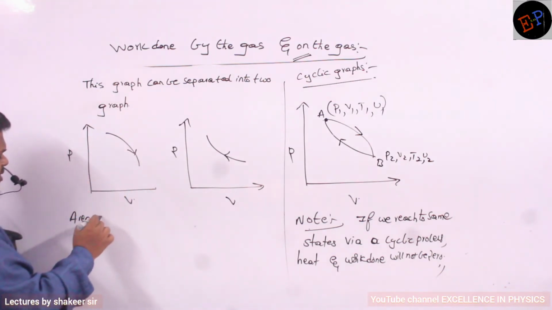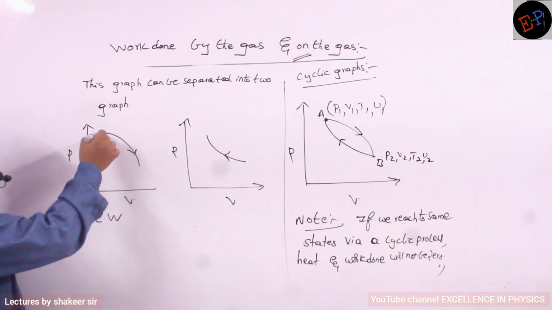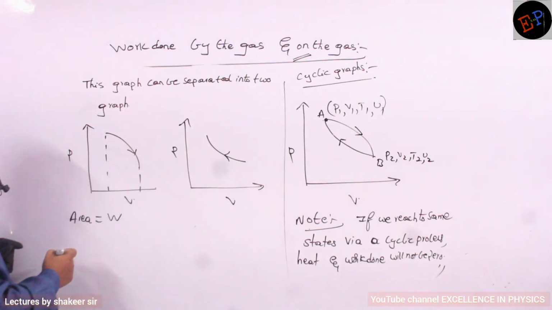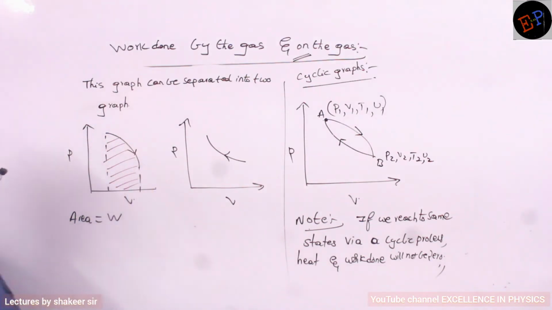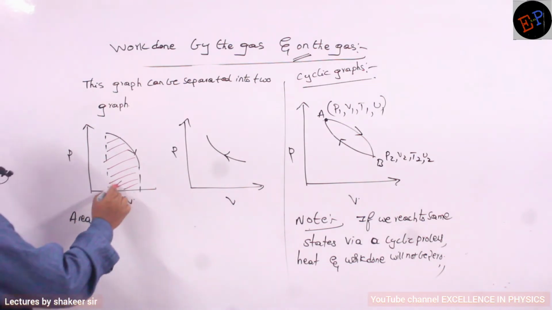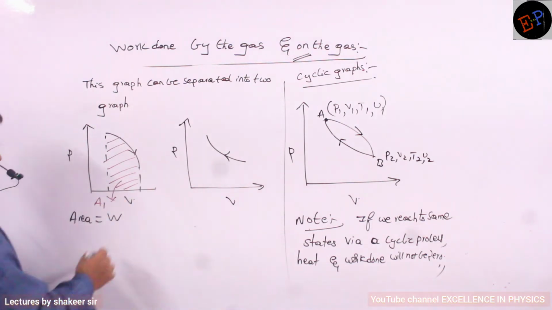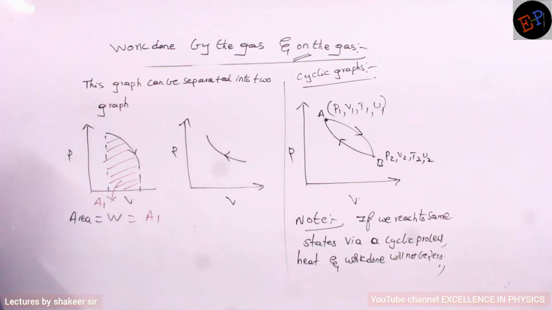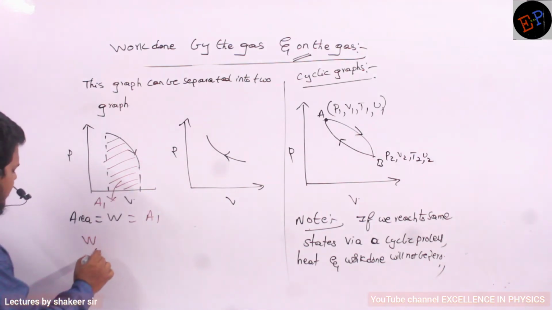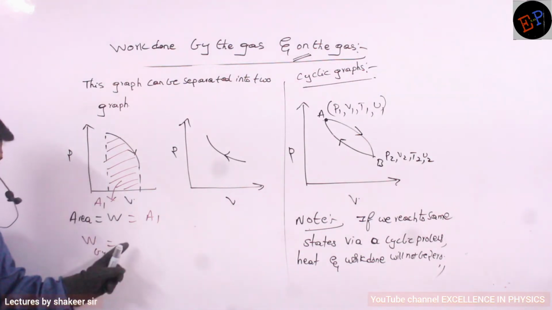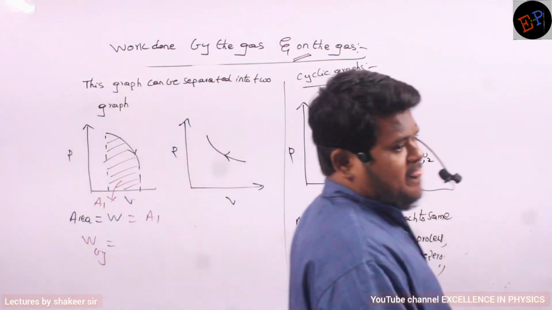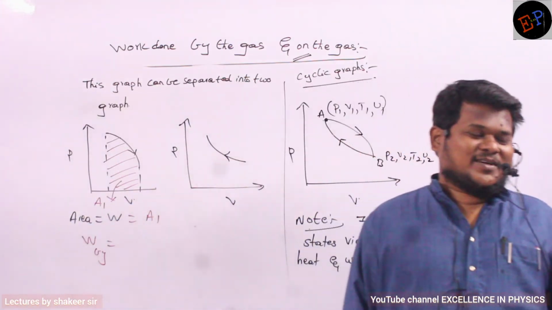Area under the PV graph is nothing but work done, no? So how much is the area? This much is the area, no? Are you able to understand? So this much area is present inside this graph. Let us call this area A1. Now the question is, work done by the gas, is it positive or negative? Work done by the gas is positive or negative in this graph? Anybody? Positive. How can you say?